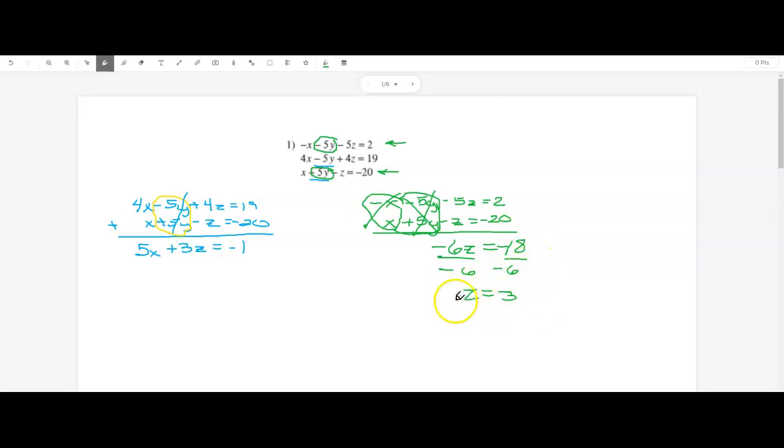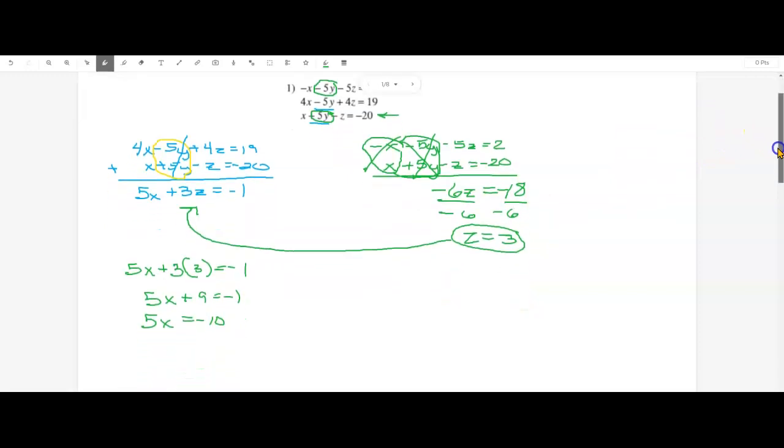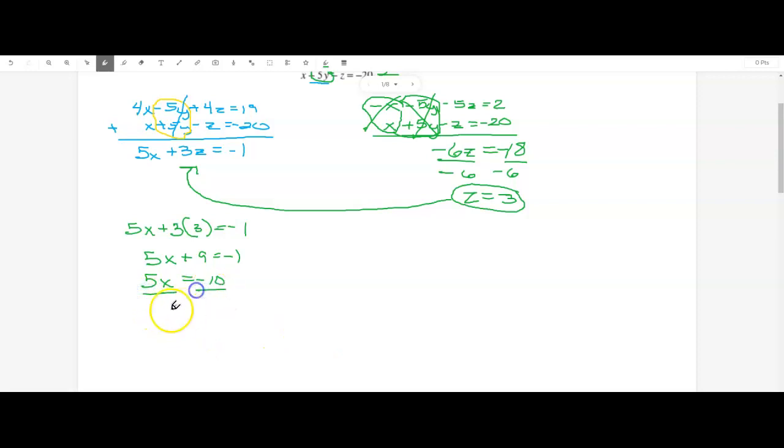Once I know what one of my variables is, like z equals 3, I can take it and plug it into an equation that I've already worked with, this one here. So I'm going to do 5x plus 3 times 3 equals negative 1. So then I have 5x plus 9 equals negative 1. And 5x equals negative 10. Which means that x is negative 2.